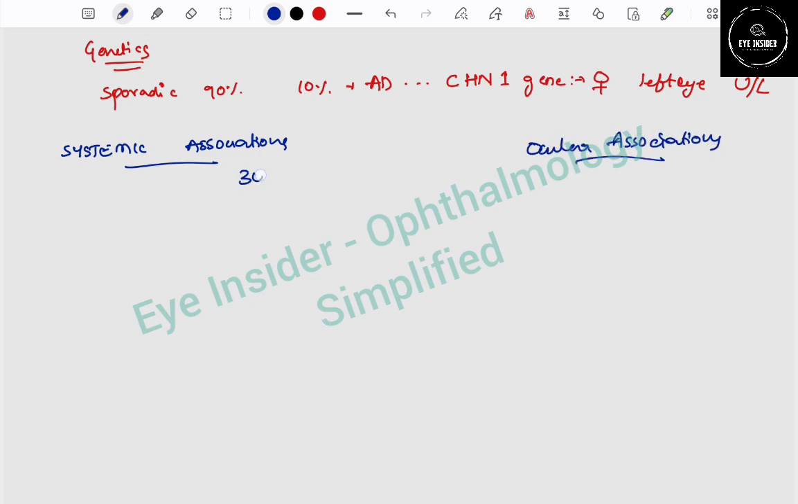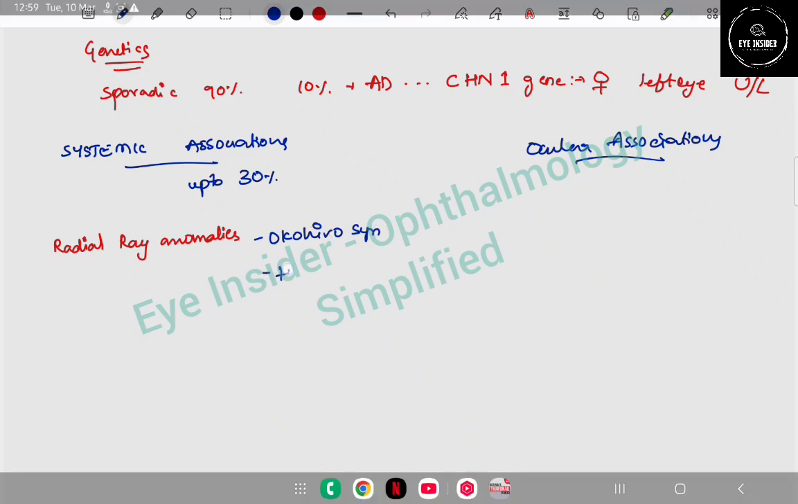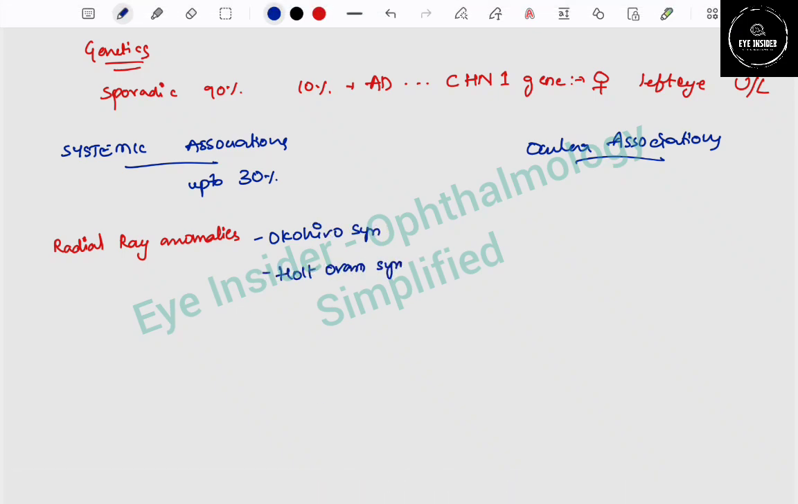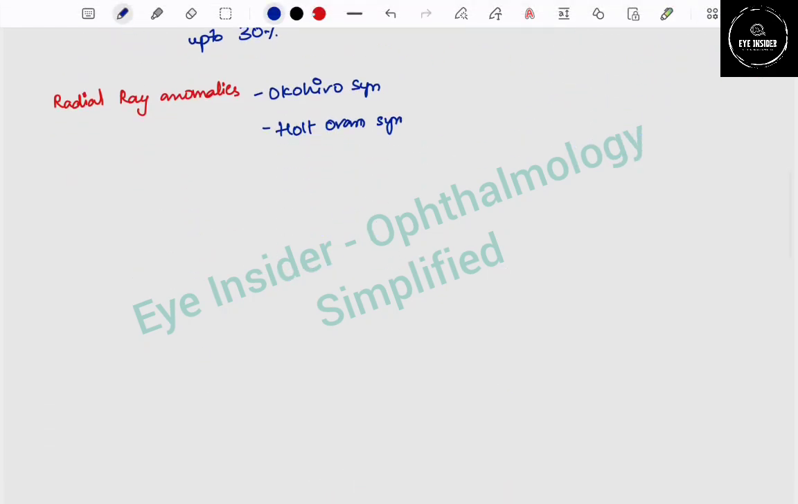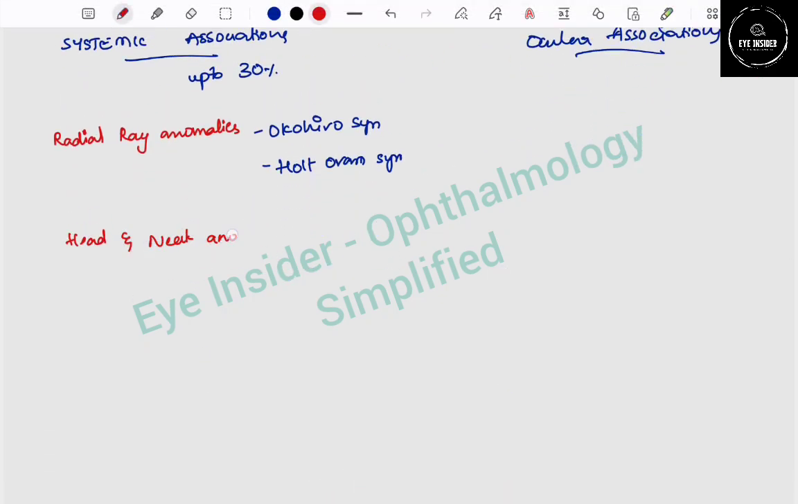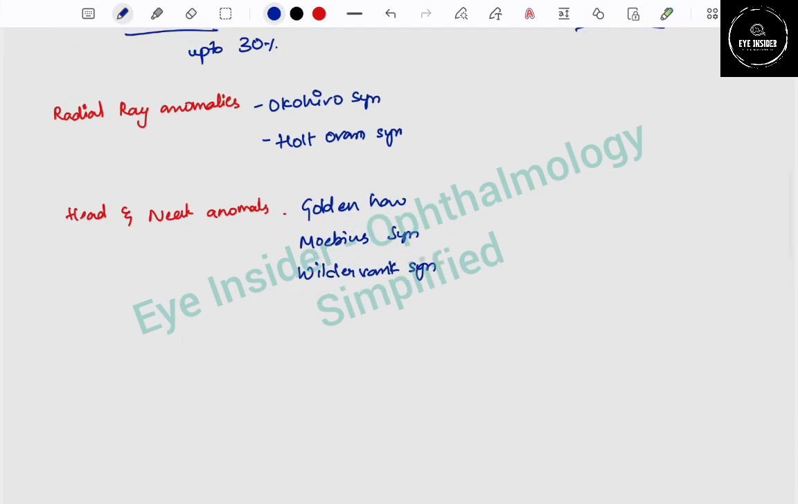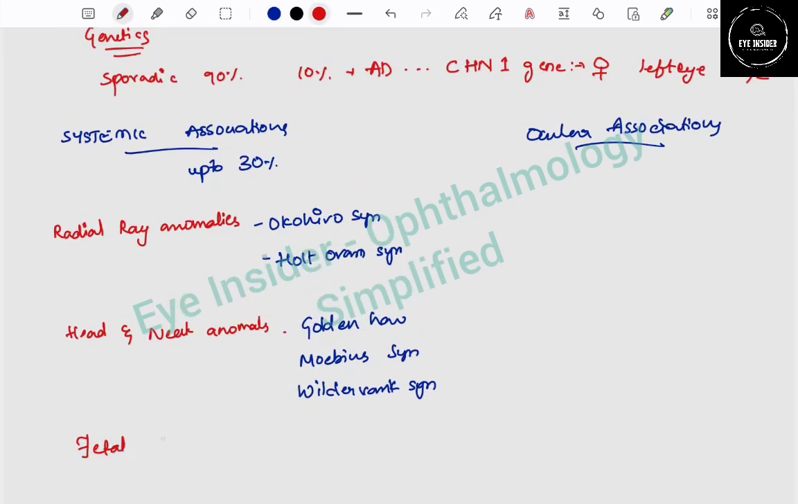The systemic associations are seen in up to 30% of the cases, and these include radial ray anomalies like in Okihiro syndrome and Holt-Oram syndrome. We also have head and neck anomalies such as in Goldenhar syndrome, Mobius syndrome and Wildervanck syndrome. It is also seen in cases of fetal alcohol syndrome and maternal thalidomide consumption.